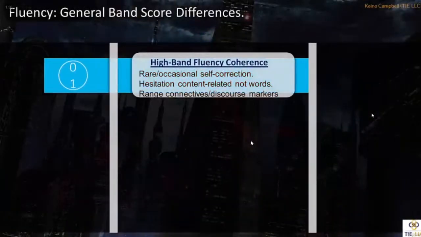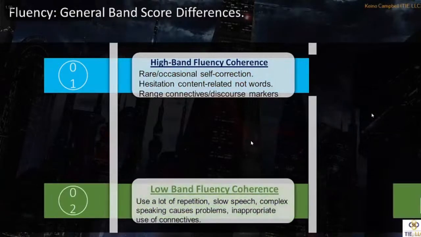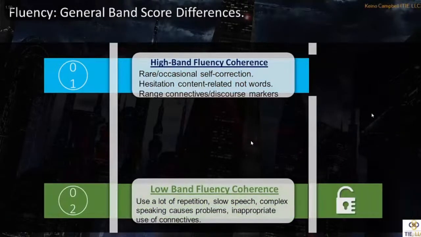Right, now, when we're talking about coherence, when you're getting a high band score, there's rare or occasional self-correction. If there's any hesitation, it's related to content, not related to words. When it says related to content, that means that you're thinking of an idea or coming up with an idea, not hesitation related to words. Also, for a high band, you're able to use a range of connectives and discourse markers. When they hear you repeating the same ones over and over again, you're hurting your score.